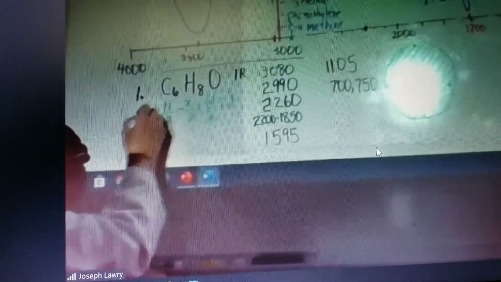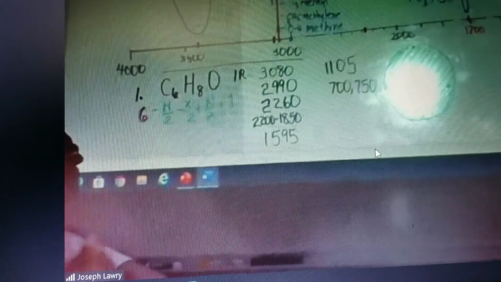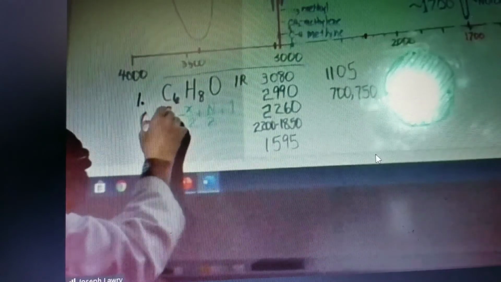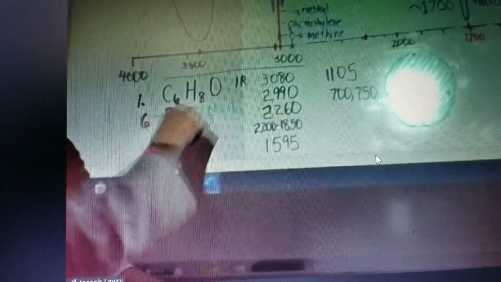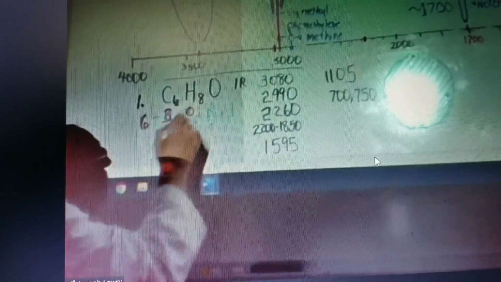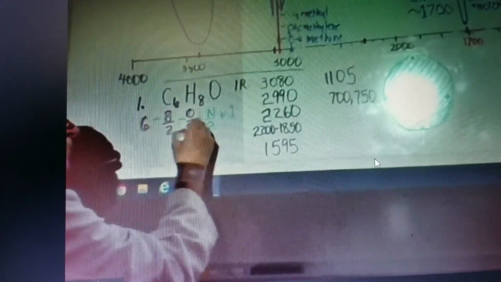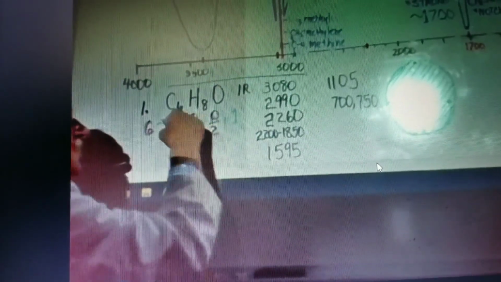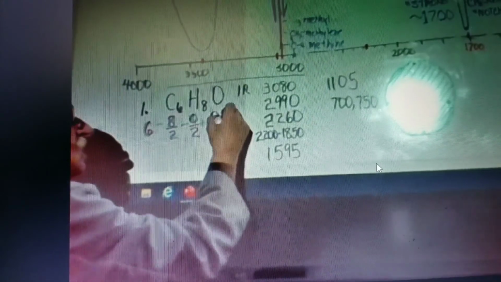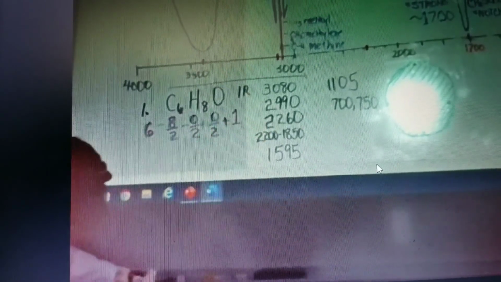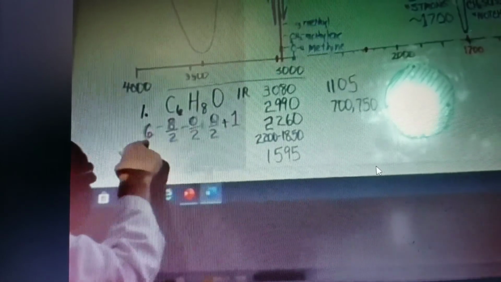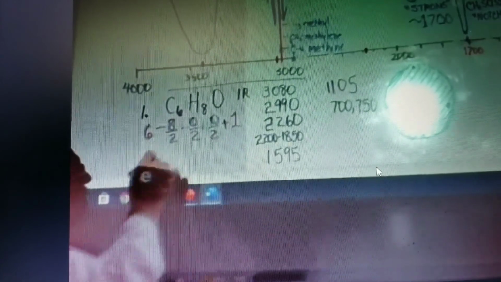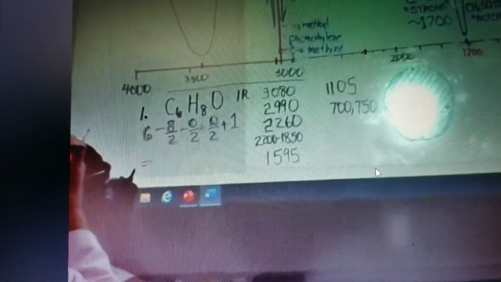All right. So for C, I'll substitute the number 6 because there are 6 carbons. For H over 2, I'll put 8 over 2 because there are 8 hydrogens. For X over 2, I'll put 0 because there are no halogens. For N over 2, I'll put 0 over 2 because there are no nitrogens in this formula, plus 1. Now, 6 minus 8 over 2 is 4. So 6 minus 4 is 2. Plus 1 for 3.